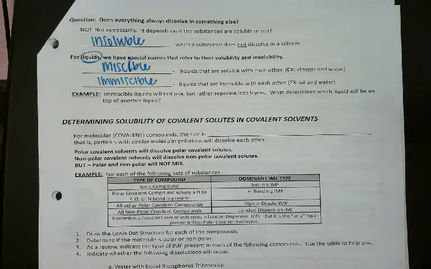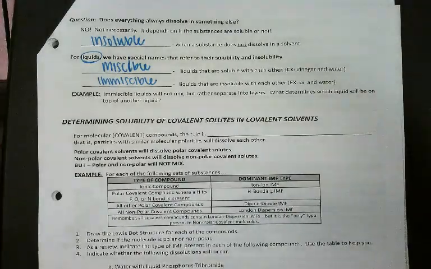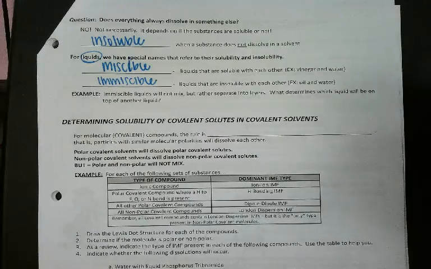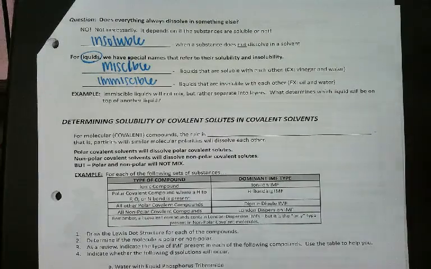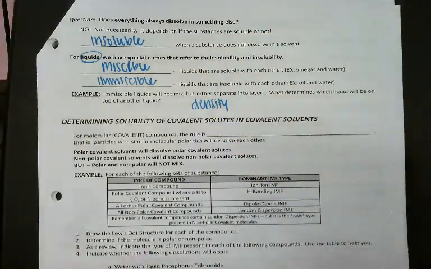So, probably the more common example, oil and water. Everybody knows that oil and water do not mix, right? Okay, they never will. Because they do not mix, they separate into layers. Who can tell me what determines which liquid will be on top of the other? Olivia. Density.